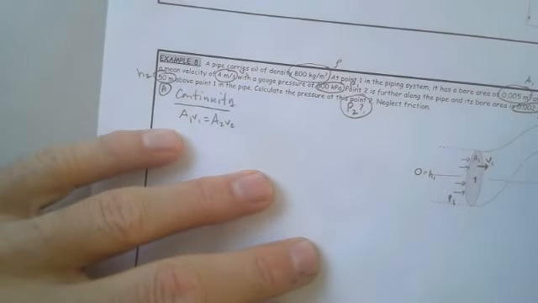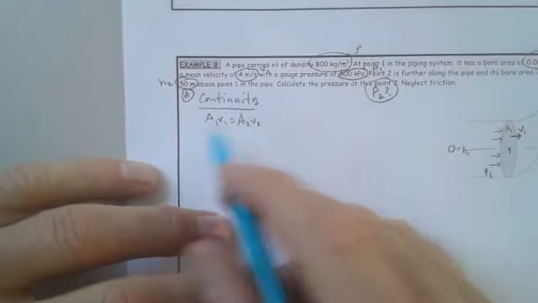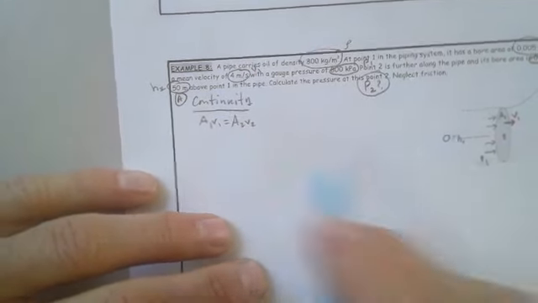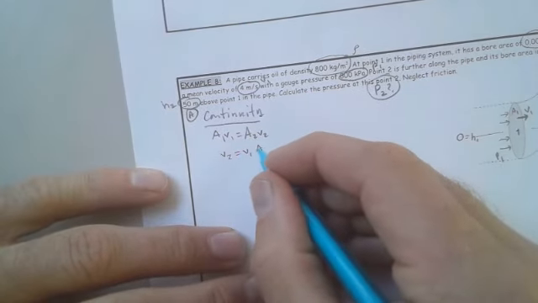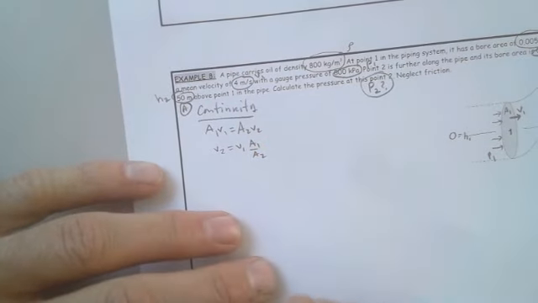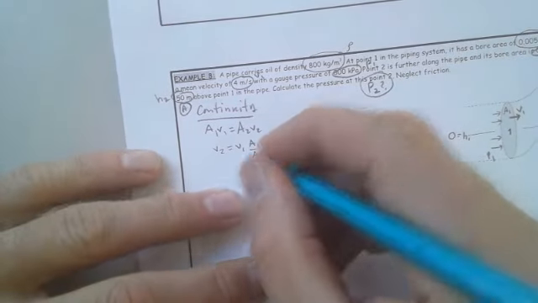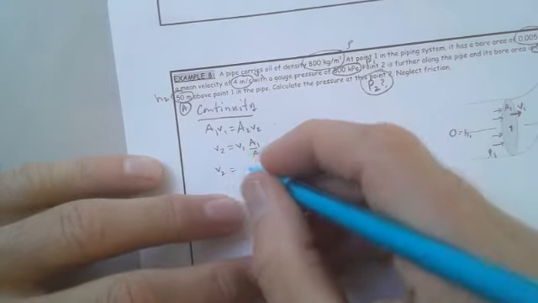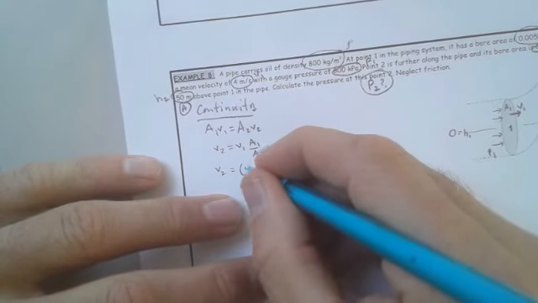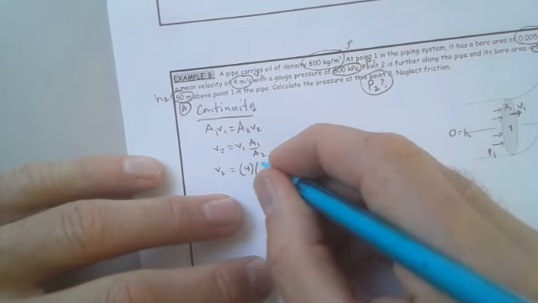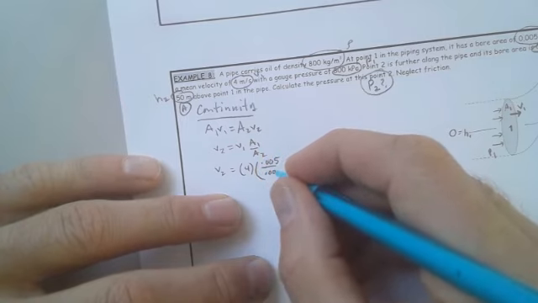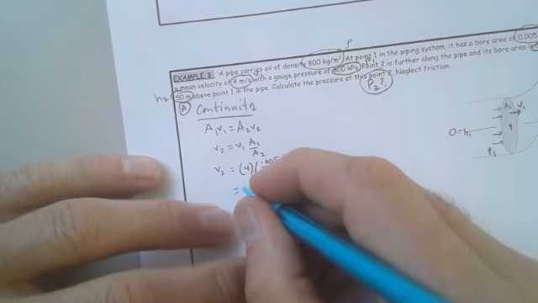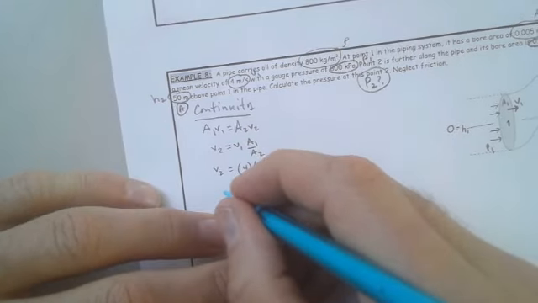Okay, so we don't know pressure 2, and we don't know speed 2. Let's look at our continuity equation. Maybe we can figure out that speed 2. That's going to be speed 1 times A1 over A2. If we put our numbers in, speed 2 is going to be equal to 4 times 0.005 over 0.002, and when we crunch the numbers, we get 10 meters per second for V2.